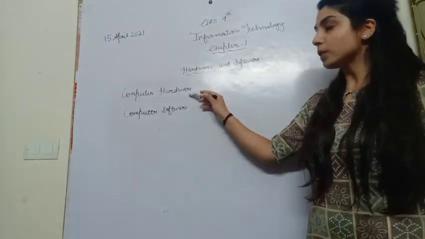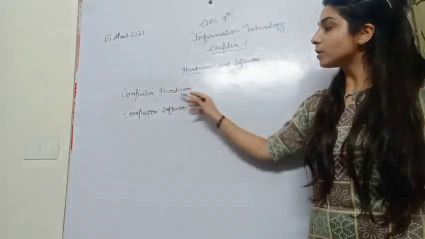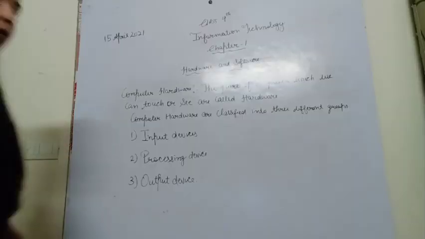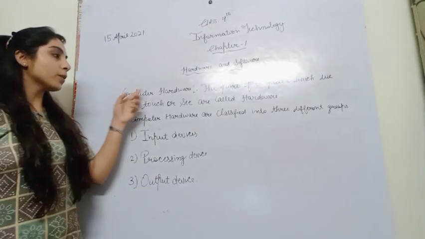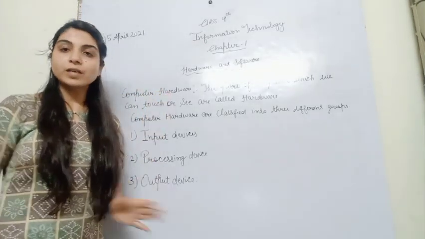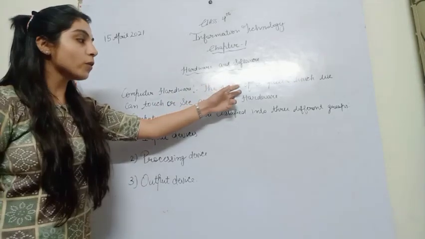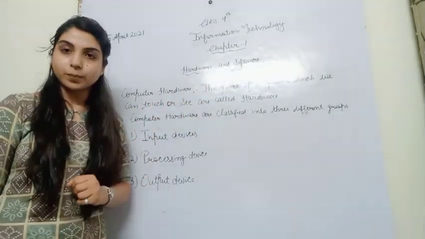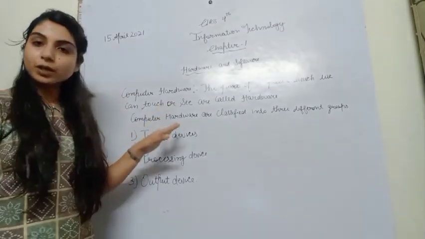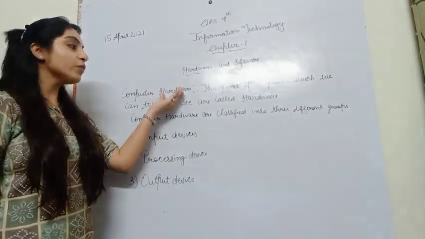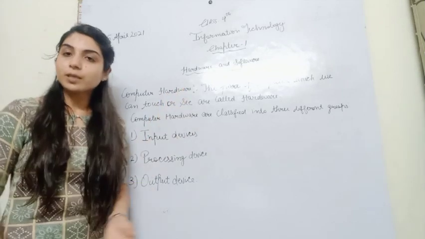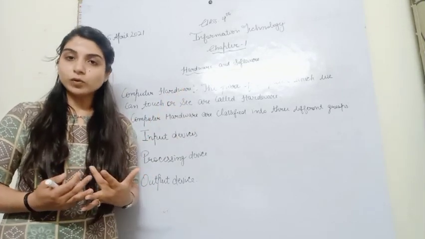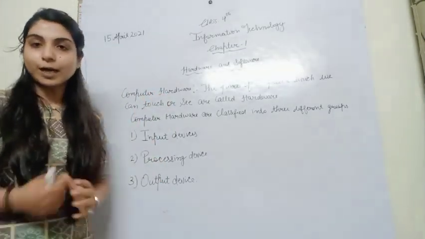The first topic of this chapter is computer hardware. Let's get started to read this topic. As we discussed, the parts of the computer which we can touch or see are called the hardware part. Okay, which we can touch and we can see also. These are called the hardware part of the computer. For example, you see the keyboard, CPU, mouse, scanner, plotter; these all are computer hardware parts.